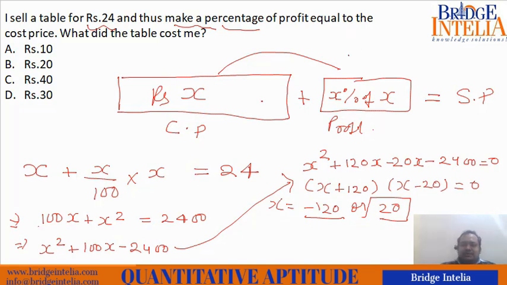So if you think carefully, he invested rupees 20, sold it for rupees 24. That means his profit is 4. 4 is what percent of 20? So 4 is exactly 20% of 20. So that's why x percent of x: 4 is 20% of 20. Let's move to the next one.